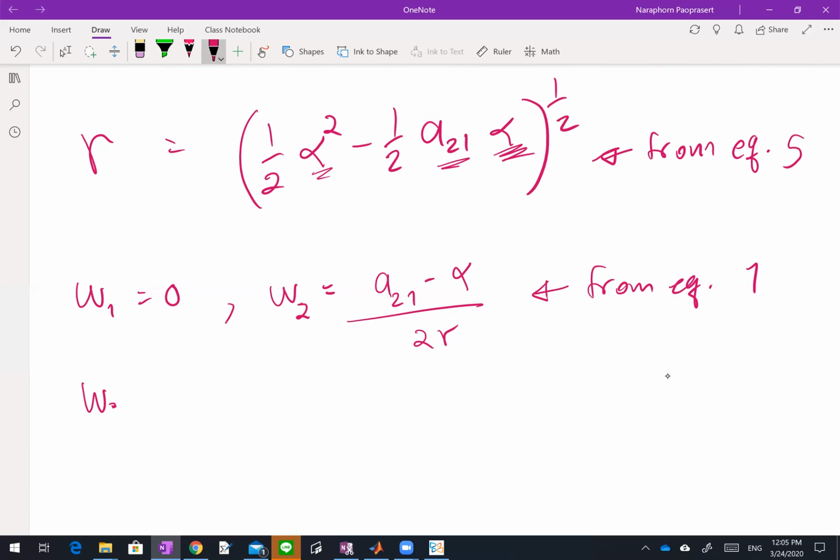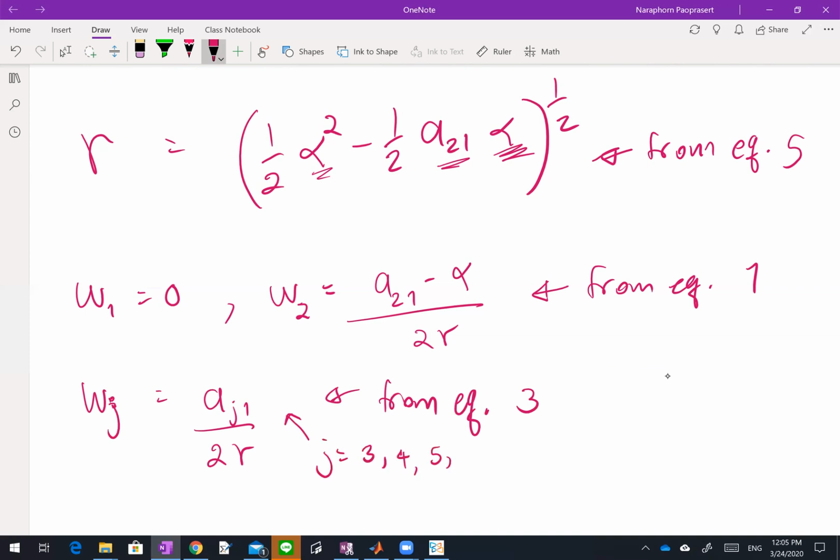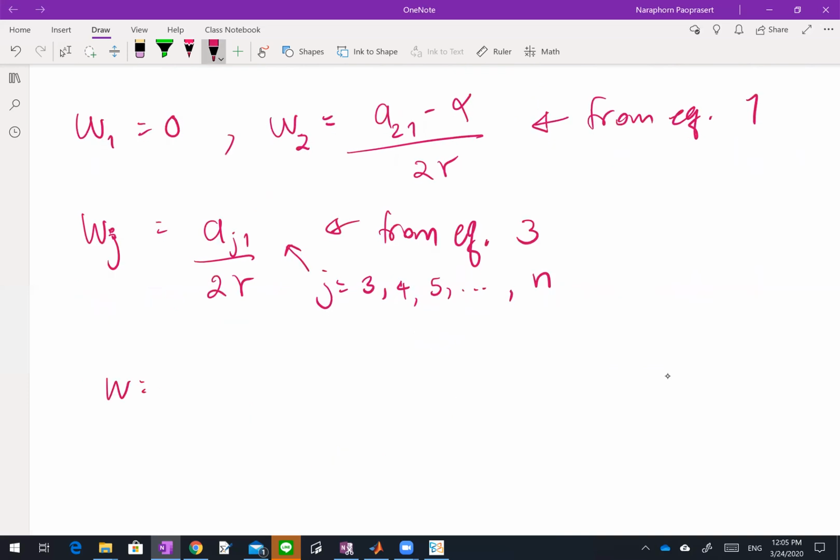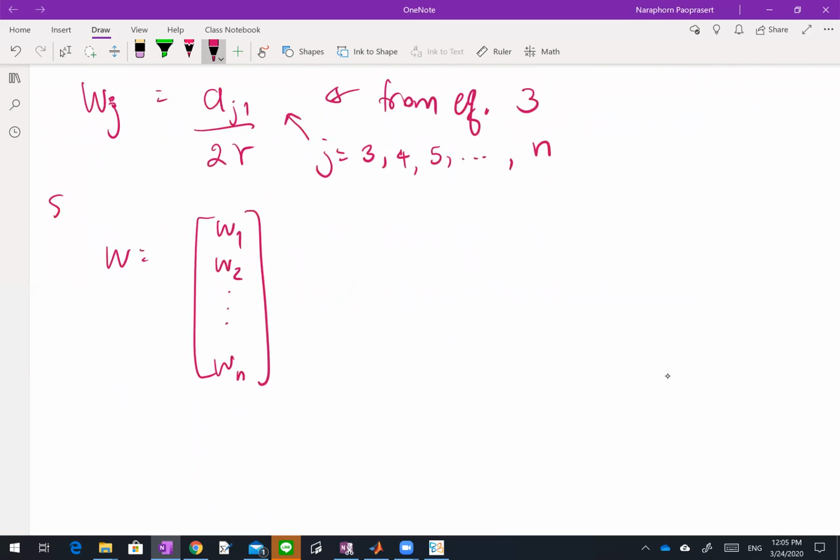Wj is just going to be Aj1 divided by 2r. This is from equation number 3, and this is for j equals 3, 4, 5 up until n. So basically these w's are just the components of the vector w. Okay, so you just plug in all the w into a vector form. So this is step 2. Put all the w into the vector form.